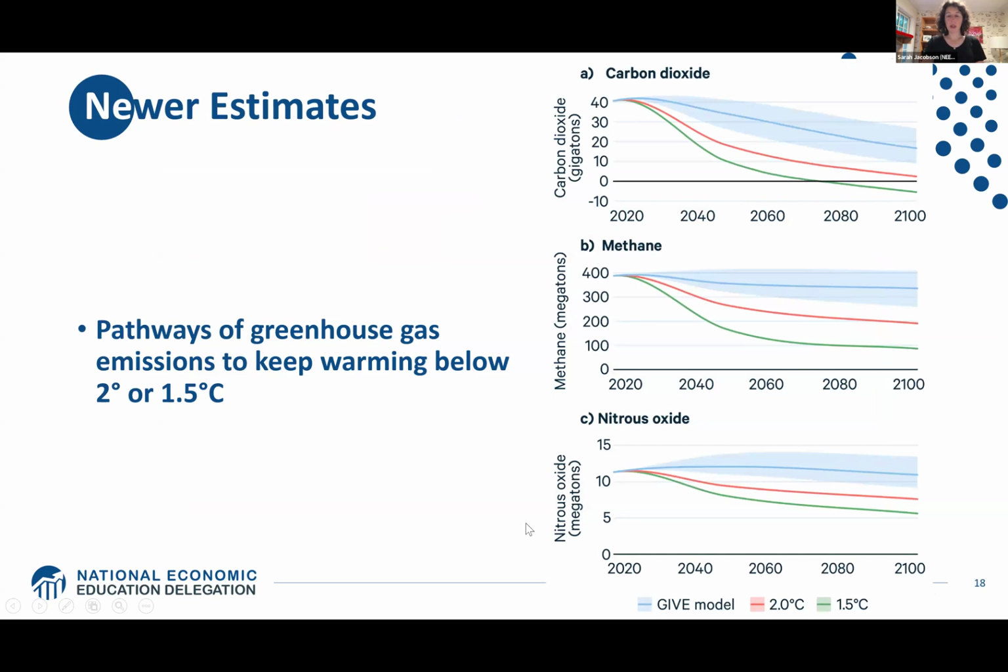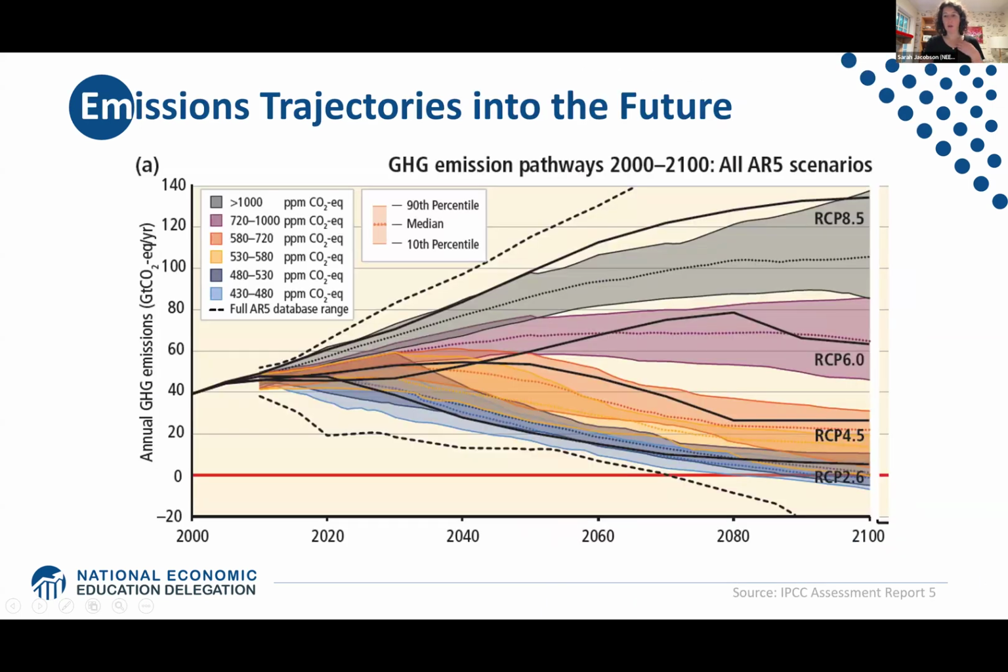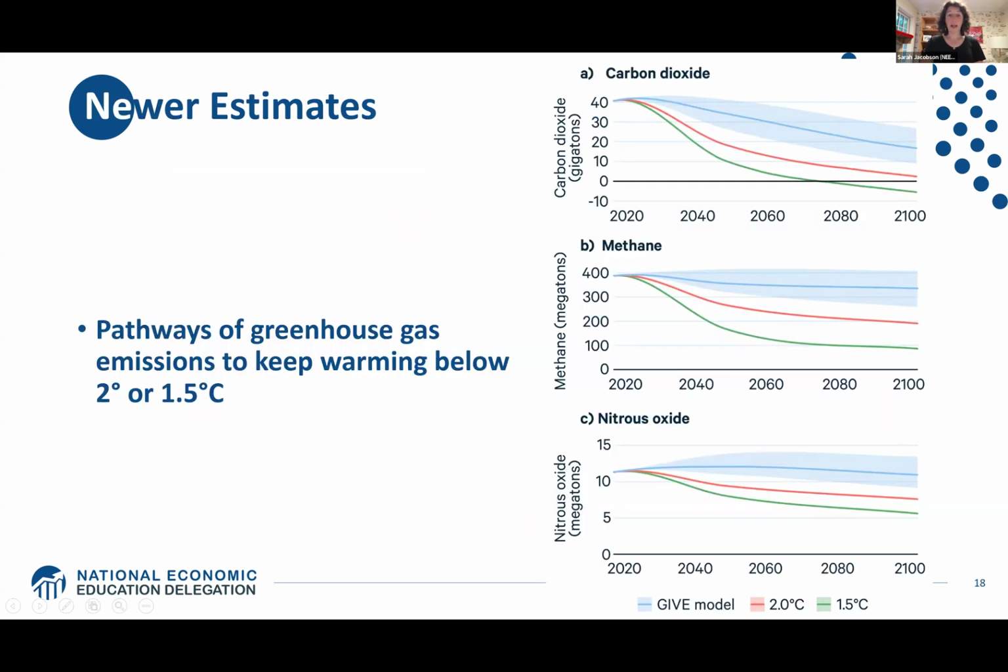This is an even newer set of estimates. So remember, the Intergovernmental Panel on Climate Change does their estimates based on the scientific consensus, and they do these reports every 7 to 10 years, and they take a lot of time to put things together. This is a newer model, and it is projecting different pathways that we can use to converge towards the climate futures that we're looking for.